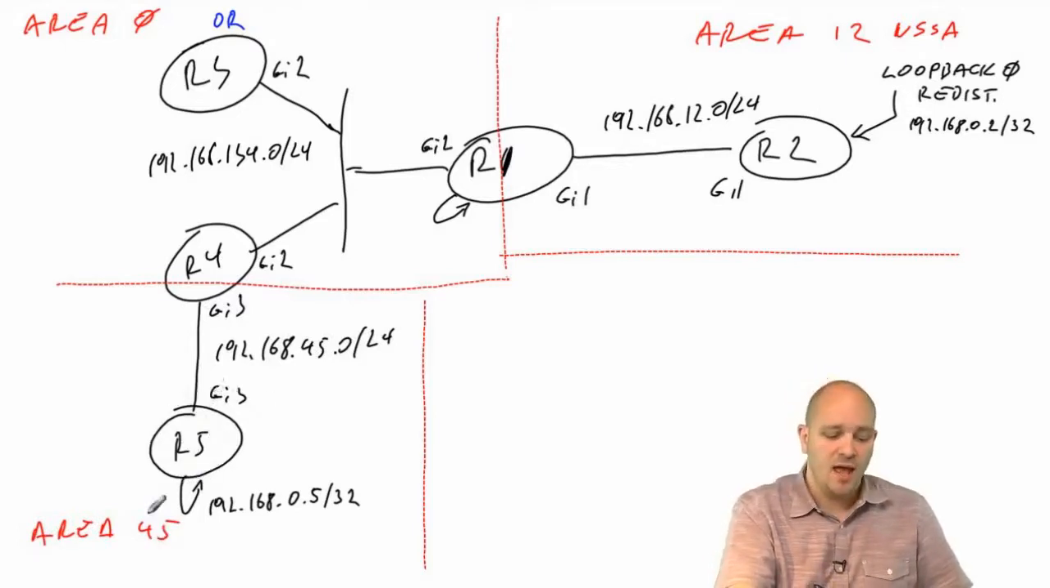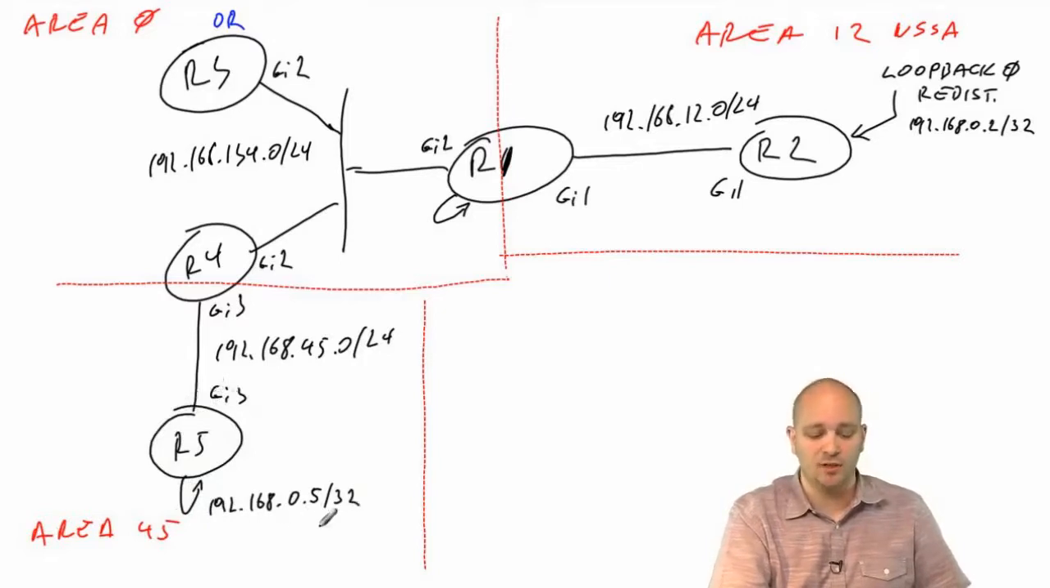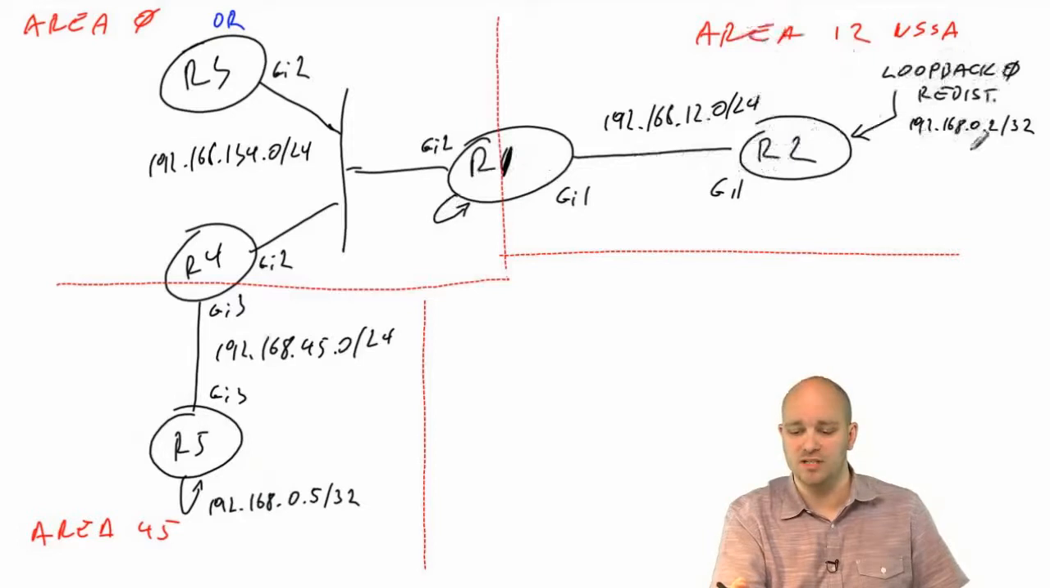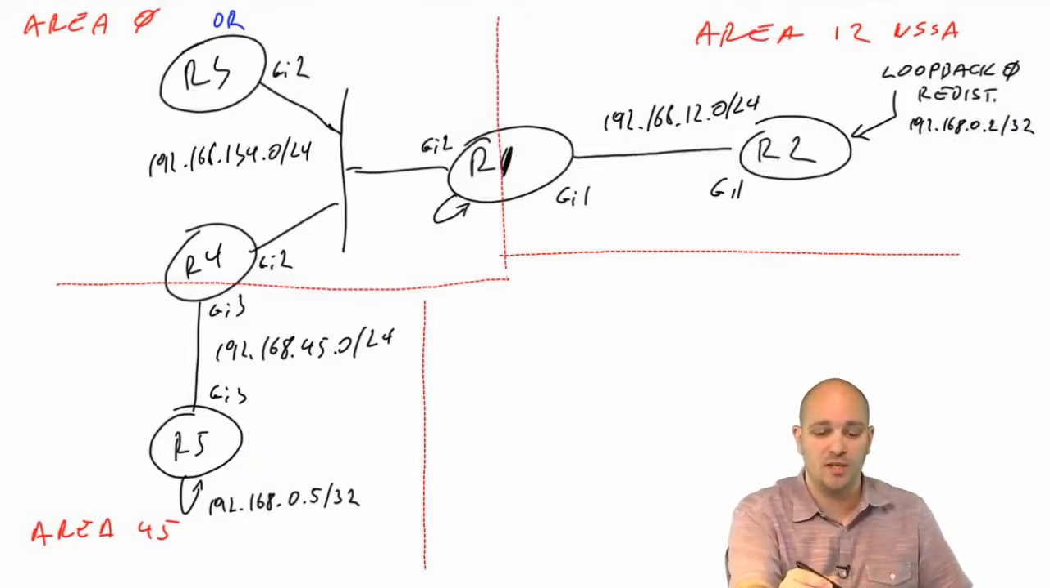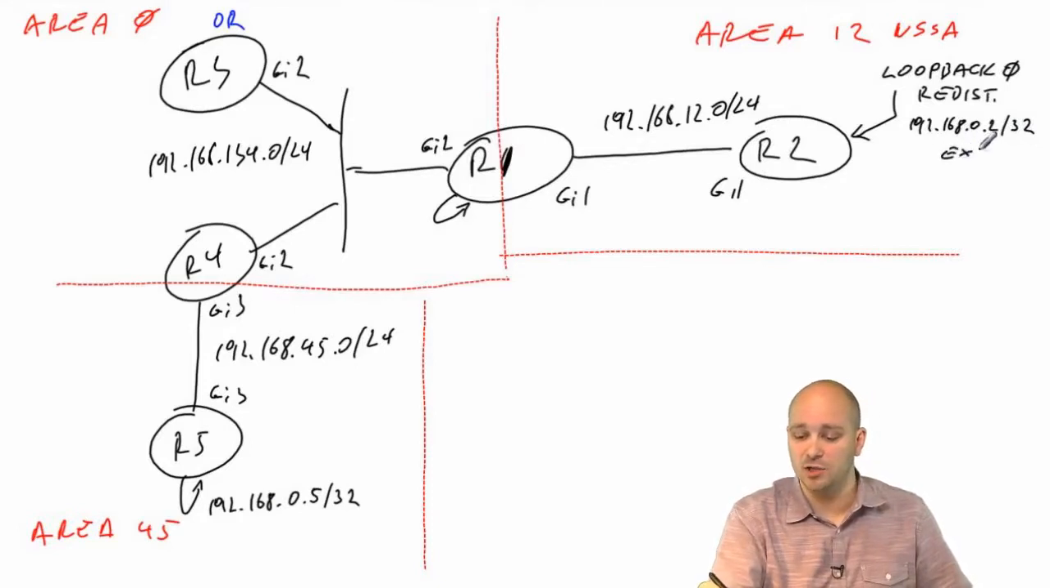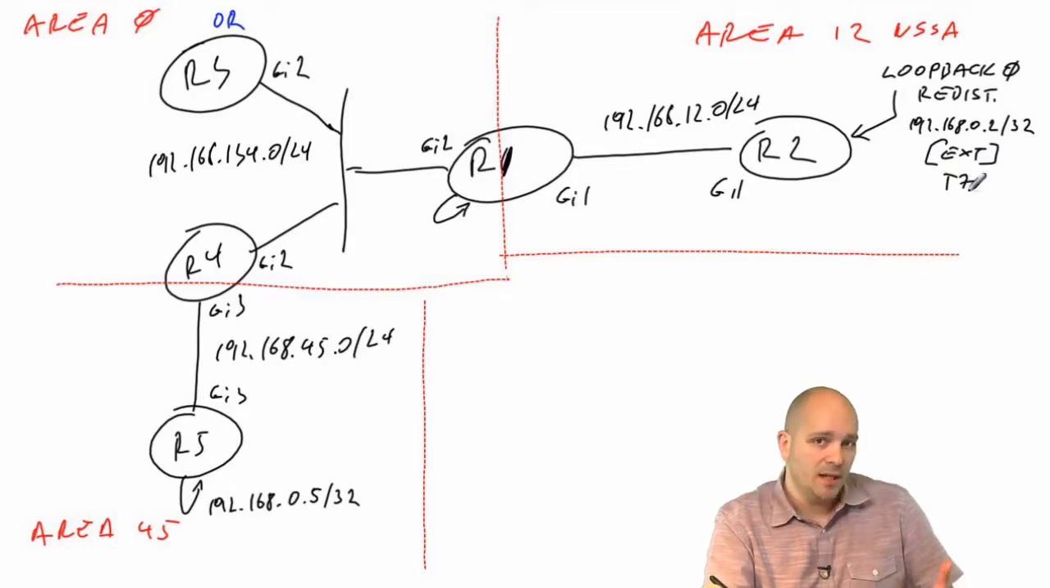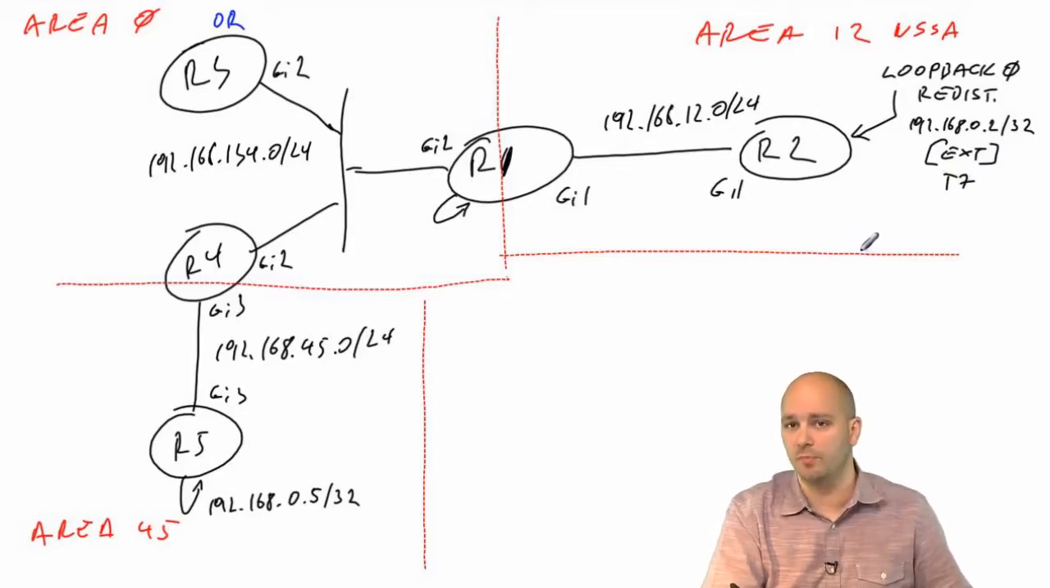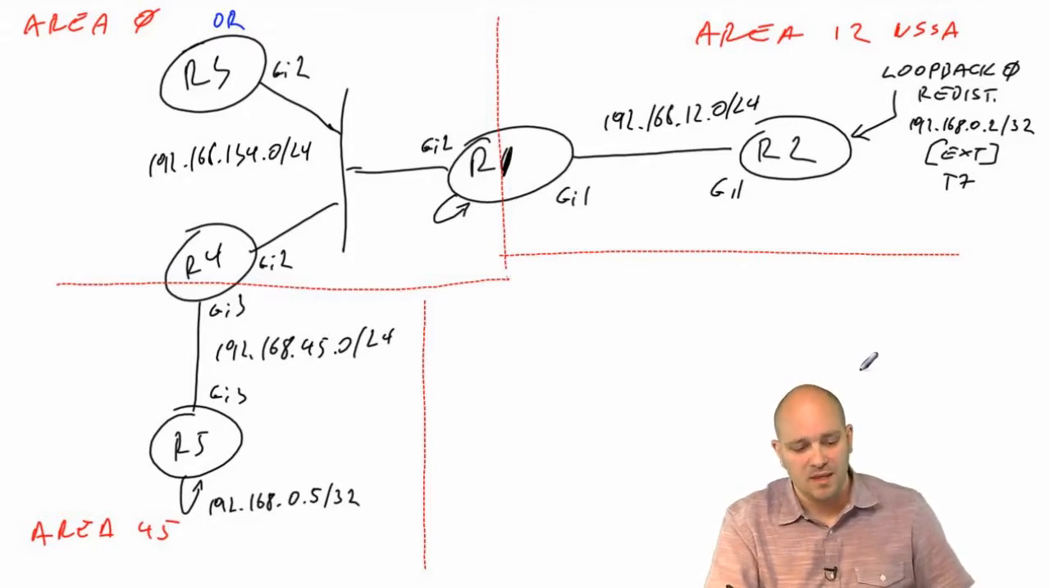on R5, R5 is injecting 192.168.0.5 as an internal OSPF route. Between R1 and R2, I have area 12 NSSA configured here, and on R2, I have a loopback 0 interface 192.168.0.2/32, which is actually being redistributed. So here I have an external route that is being injected. Now it will be type 7, but it doesn't matter. I will show you the behavior of both type 7 and type 5s in this case.